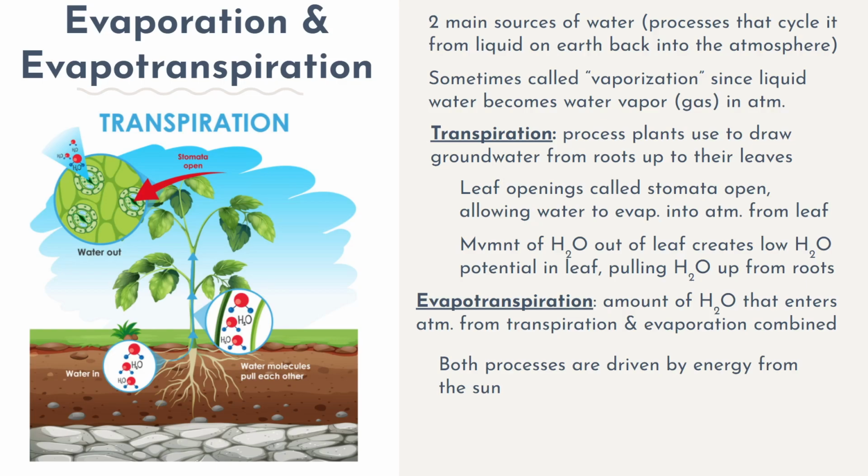As a summary, transpiration is the process of a plant drawing water up from the ground via its roots by allowing some of the water in its leaves to evaporate. We also have a concept called evapotranspiration.